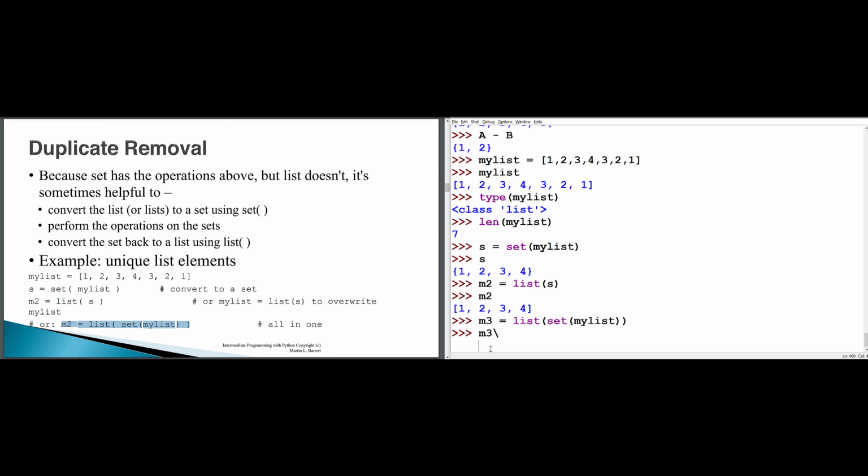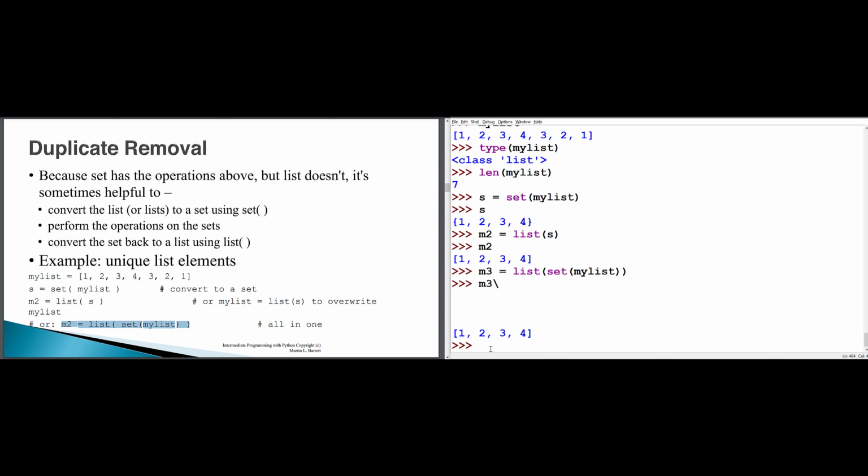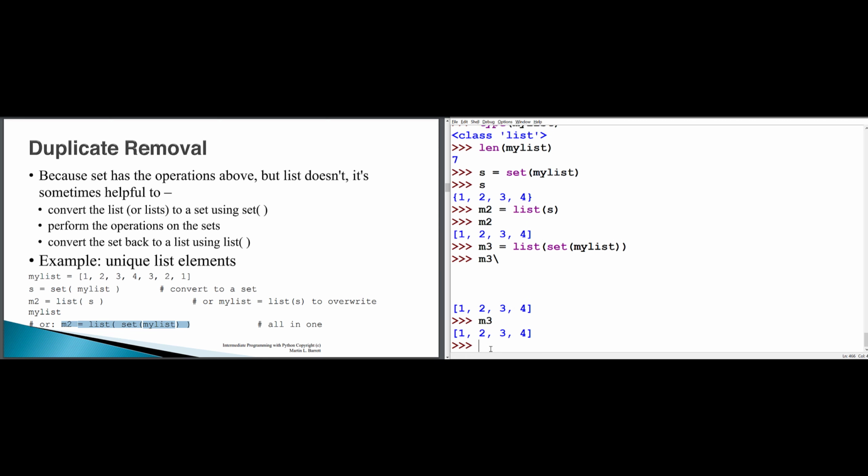Oops. Now I accidentally hit the line continuation character, so that's okay. I just have to hit the enter key again. Okay. And there we go. So now I see the value of M3.